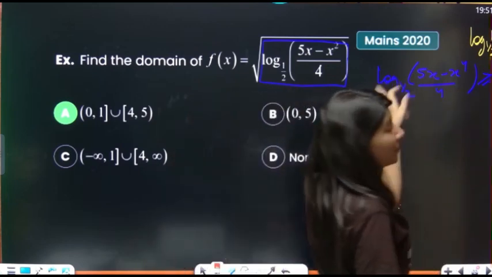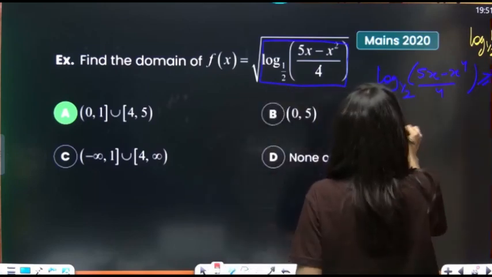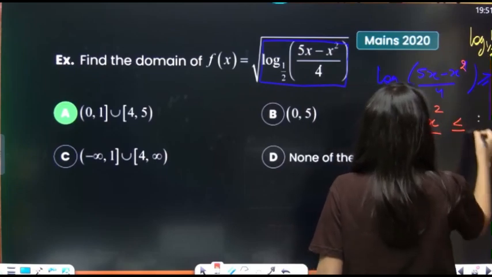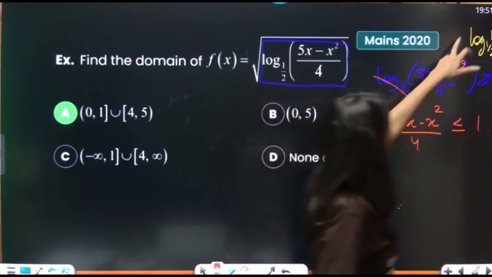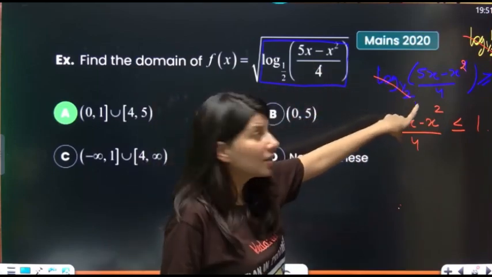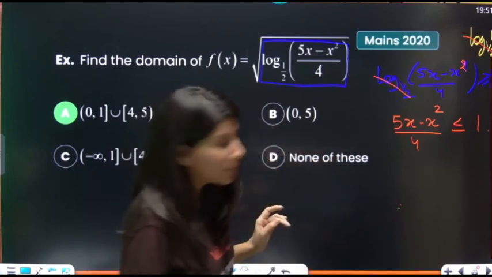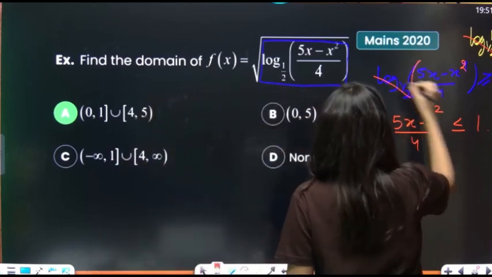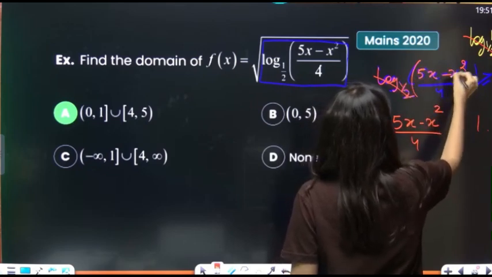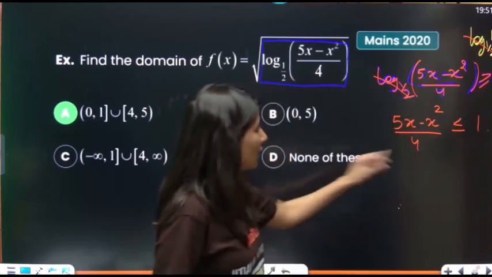Because the base is half, which is less than 1, you can remove log from both the sides, but you have to change the sign. So log half and log half gone. Don't cancel it, otherwise the teacher will deduct marks, but I am just telling you how to remove it. So this is log base half of (5x minus x square) by 4.